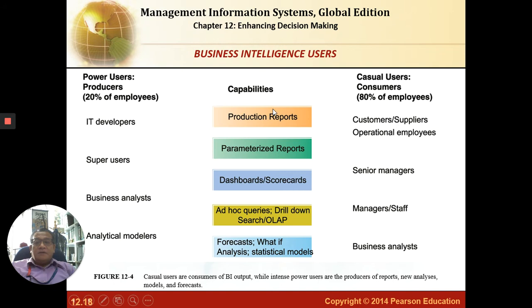This is how it looks in terms of categories of users. IT developers develop their IT system. Super users are normally important persons. Business analysts are normally managers or staff, and analytical modelers are normally business consultants. On capability, IT developers normally produce production reports. Super users, like senior managers, CEO, managing director, normally like the output in the form of a dashboard or scorecards. Analytical modelers like business consultants normally use it for forecasting. So these are different types of business intelligence users using information systems for business decision making.